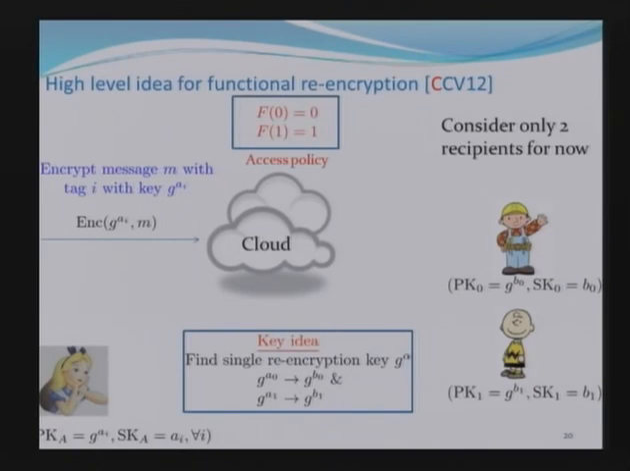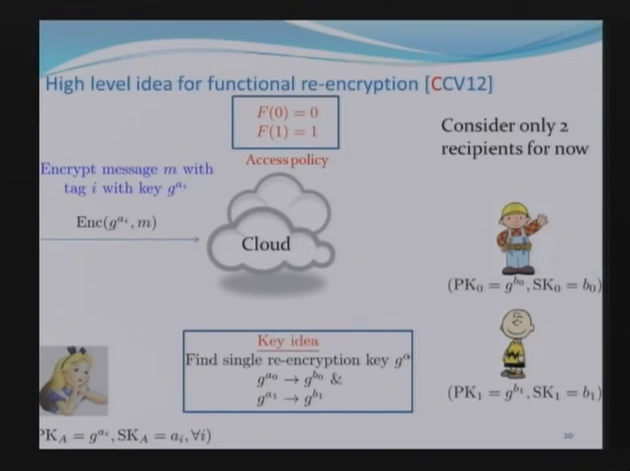Okay? Then I claim that this will solve at least one problem that we have. Namely, it will hide the function f. Why is that the case? Note that if the incoming ciphertext was encrypted with tag 0, then it's encrypted under G to the A0.